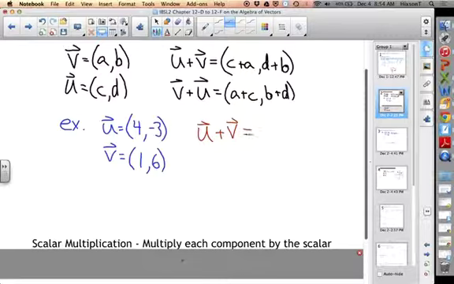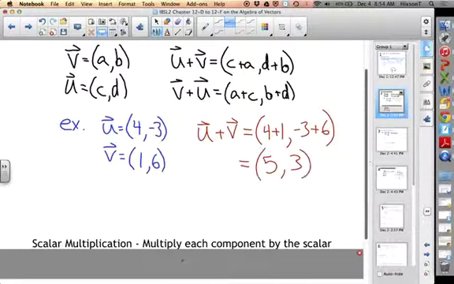then I would simply take 4 plus 1 as my horizontal component, and then I would take negative 3 plus 6 as my vertical component. So the end result would be 5, 3.